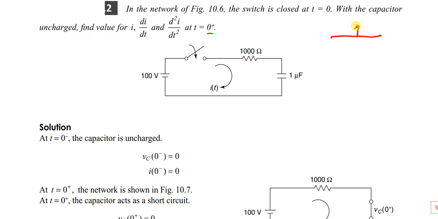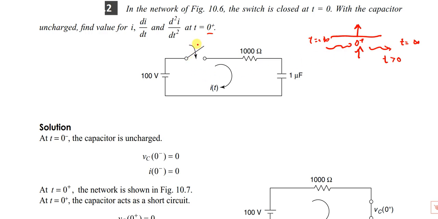The switch is closed at t equals 0 plus. This is t equals minus infinity and this is t equals plus infinity. This period is called before switching. This is just after switching. This is for t greater than 0. Before switching, just after switching, and greater than 0.